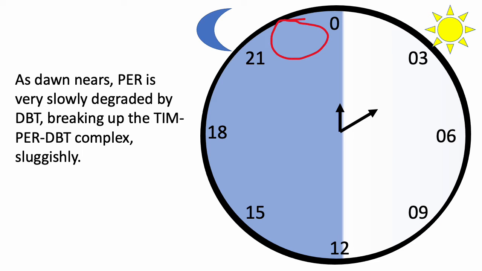As dawn approaches, PER is very slowly degraded by DBT. So it does not have 100% protection from timeless in the complex, so it still degrades just a little bit. And we start to see this sluggish degradation because there is no longer per or tim being made. So this complex has reached its peak and there are no new proteins being made, so we start to see its concentration go down a little bit.